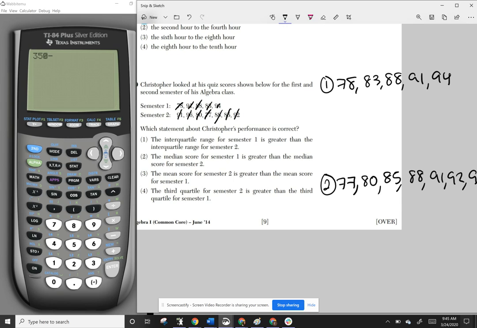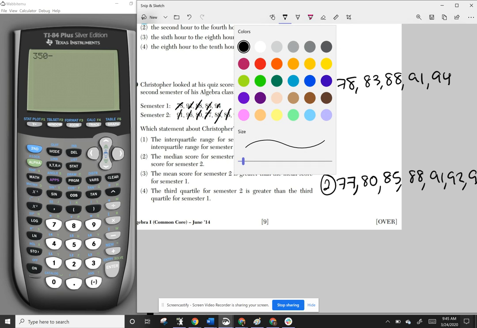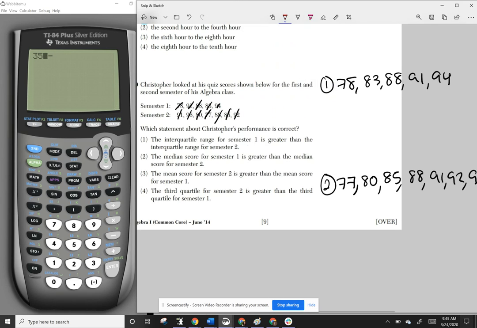Okay, so the interquartile range is telling us that we need to find the quartiles. So we're going to find the five-number statistical summary. That is basically just telling us we need to find the minimum, the first quartile, the median, the third quartile, and the maximum. Now the min, median, and max should sound very familiar. The minimum is just the smallest.